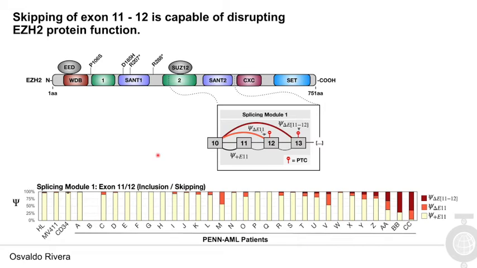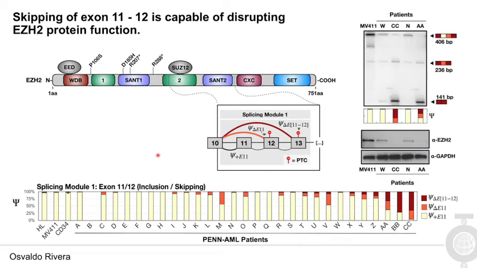Importantly, this splicing event leads to a frame shift that leads to the introduction of a premature termination codon, or a PTC, which is capable of disrupting EZH2 protein function. Using RNA and protein samples from the PENN AML patients, we have confirmed our prediction in which we find loss of EZH2 protein expression in those samples with a high amount of skipping of EZH2 exon 11 and 12.